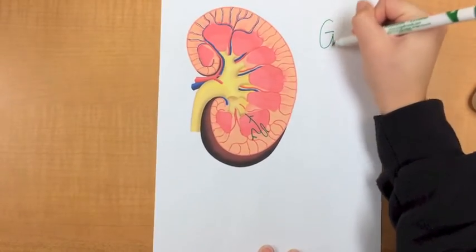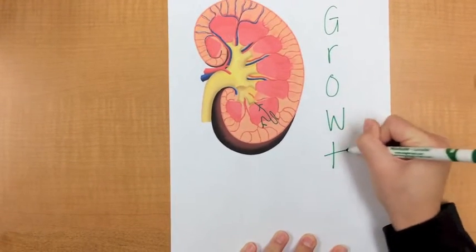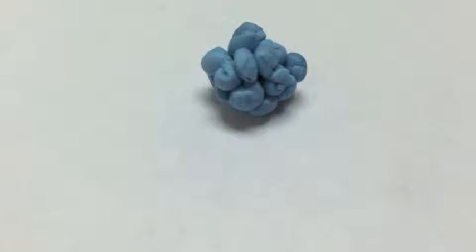During the second step, growth, the crystals grow in size. This happens at the renal papilla. The third step is aggregation. Here the crystals spontaneously stick together.